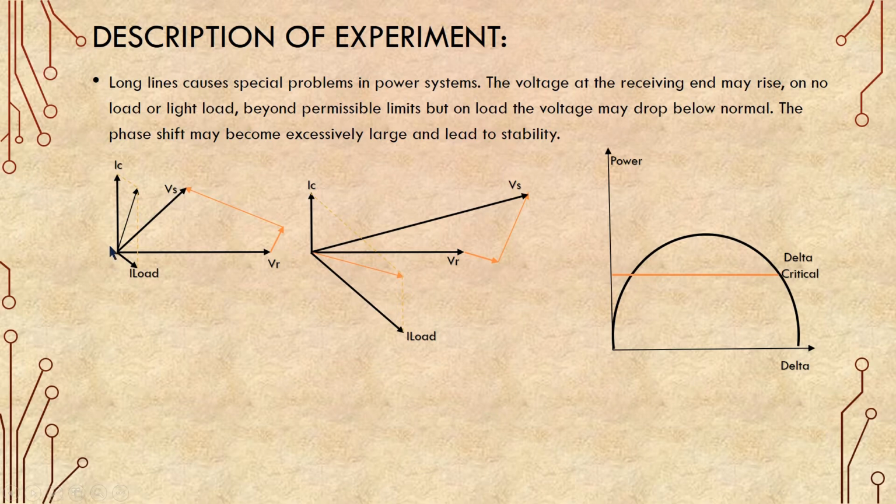So if IC is more compared to the load current, then the resultant current, if you see, is leading in nature. If the resultant current is leading in nature, then corresponding to that current, if you draw the sending end voltage, with this the IR drop and this the IX drop, then we have Vs less than Vr. That means the receiving end voltage is more than the sending end voltage, which is nothing but the Ferranti effect, and in this case the receiving end voltage rise will be more than the permissible limit.